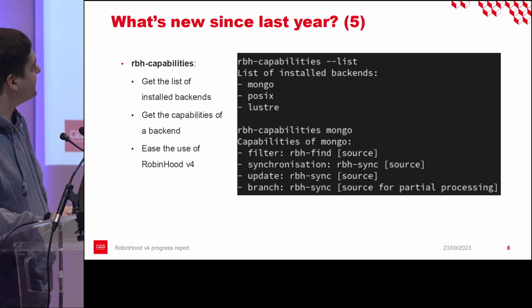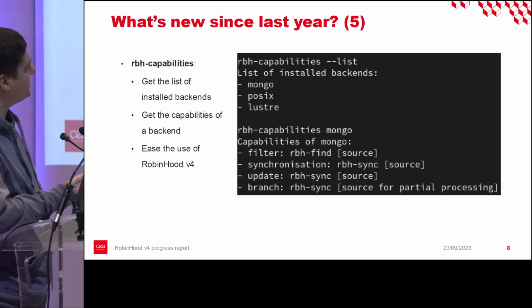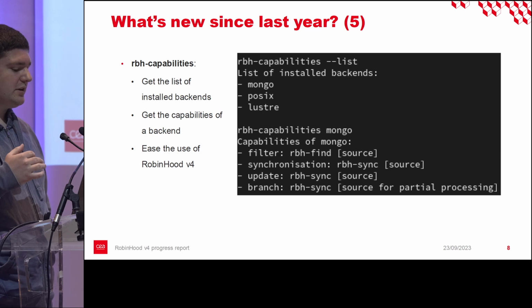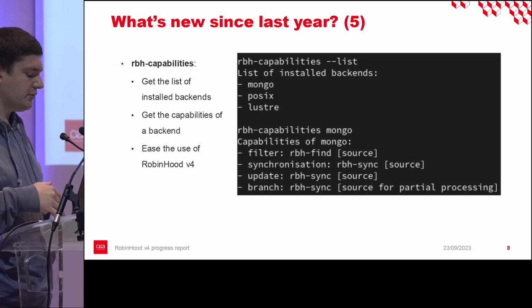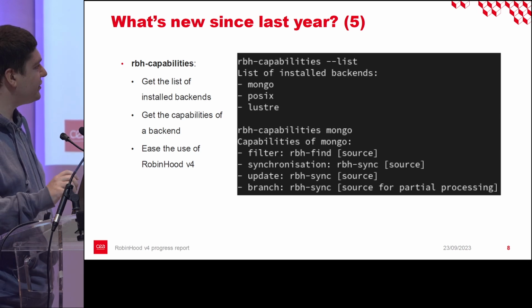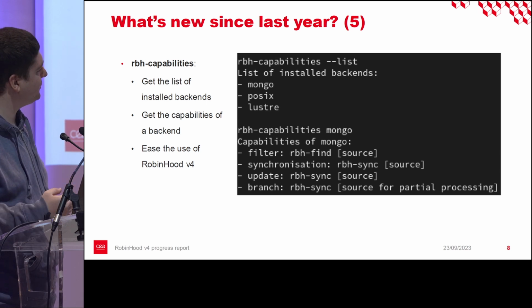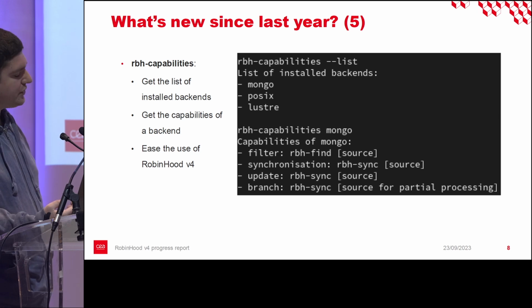And the second part of this tool is to get the capabilities of a certain backend. Here, for instance, we get the capabilities of Mongo, which means we will know how the backend can be used in relation to the different tools. So it can be used as a source, for instance, for IBH sync, as a source for the filtering, and such things.